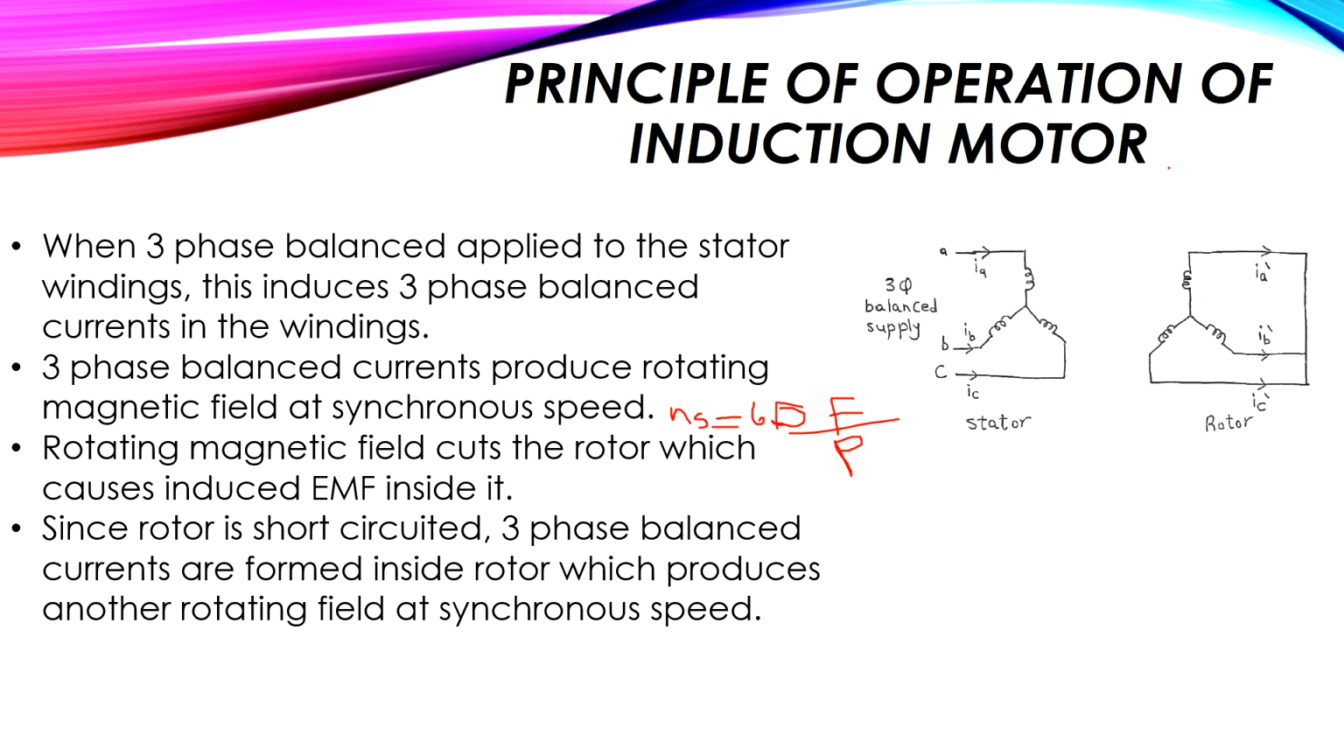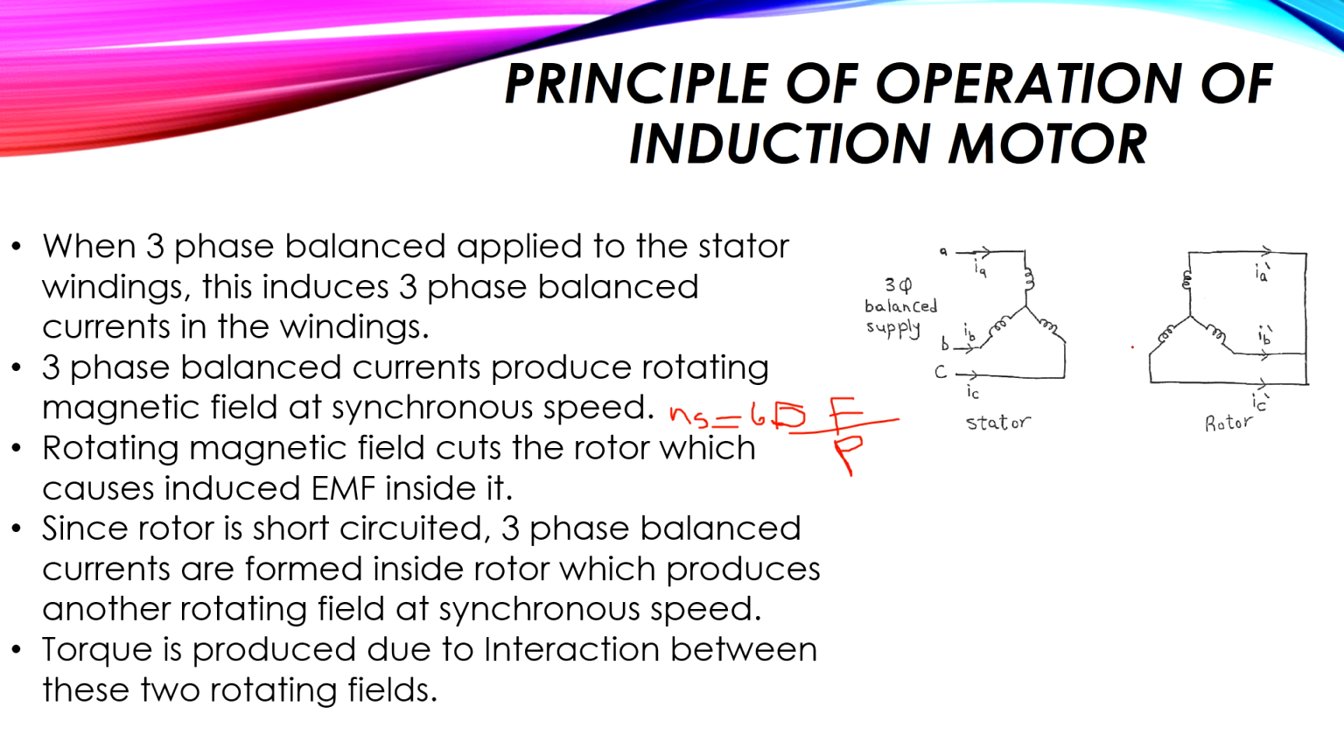So the three-phase balanced currents here will do the same as the three-phase balanced currents in the stator. The three currents here produced a rotating magnetic field. These three currents will also produce a rotating magnetic field. So what will happen? The three phase here produce a rotating magnetic field, and another one here. The interaction between the two magnetic fields will produce a torque inside the machine. So the torque is produced due to interaction between these two rotating fields.